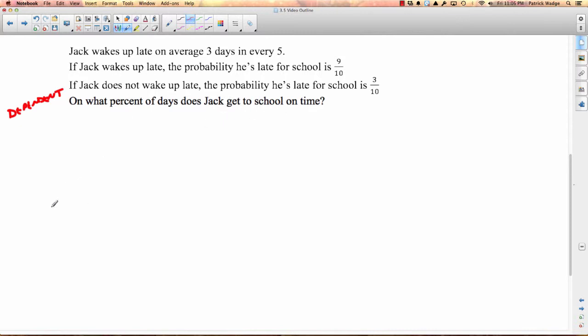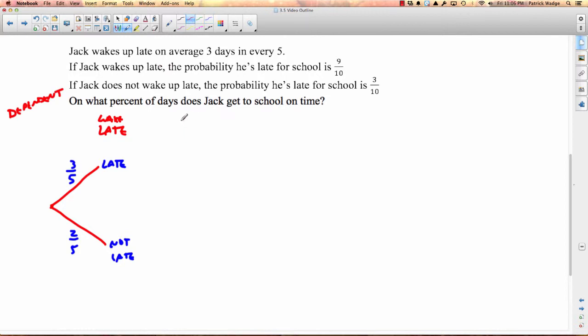So we're doing another tree diagram. What are we first of all looking at? Like, what are the two things that are happening? One thing is whether he wakes up late or not. So wake late, I'll put. That's terrible, but wake late. And the two outcomes are, I'll put late, not late. Are they just as likely as each other? No, they're not. If he wakes up late on average 3 days in every 5, so there's a 3 in 5 chance he wakes up late. There's a 2 in 5 probability that he doesn't wake up late.